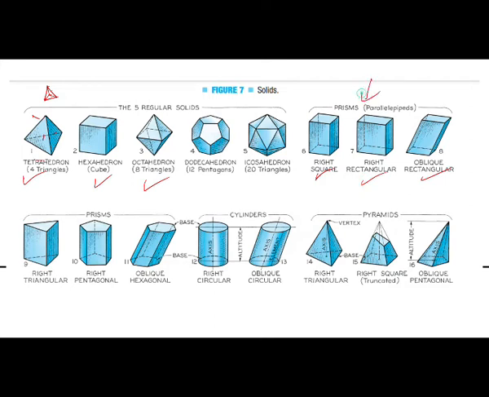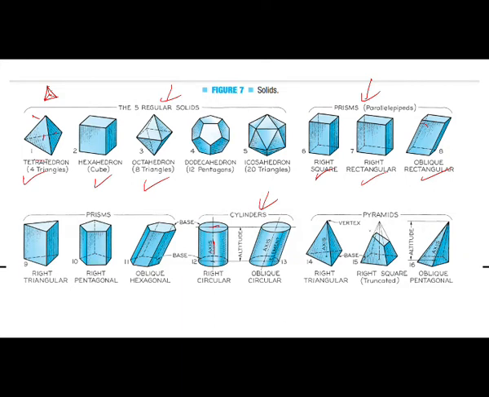These come under prisms. This is called regular solids. Prisms also include right triangular, pentagonal, hexagonal. This comes under cylinder: right circular, oblique circular. This is the altitude from here to here. This is called the center of the circle. It is the axis.